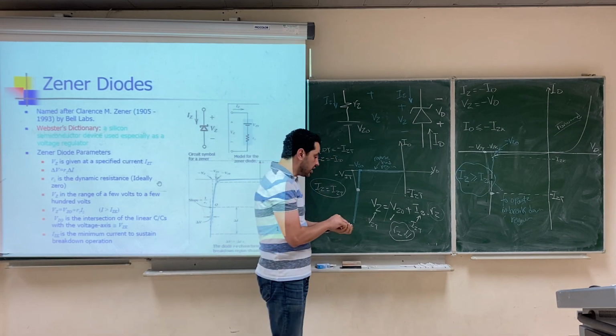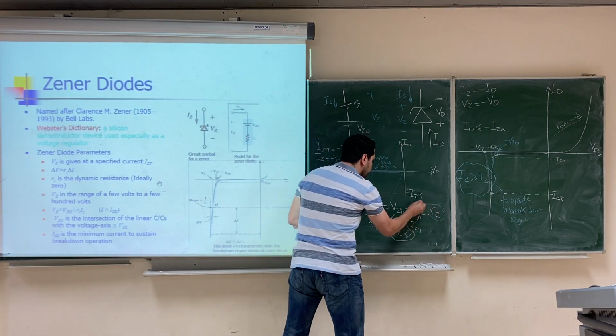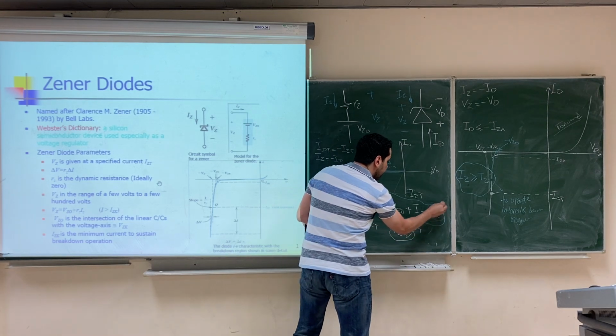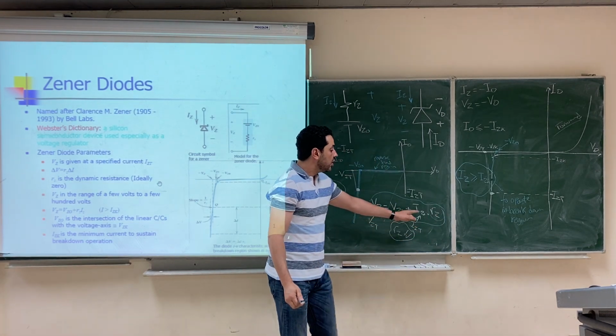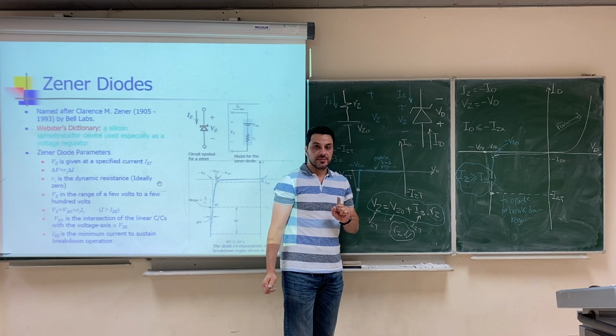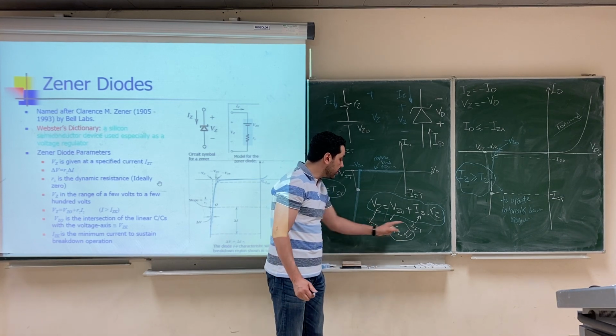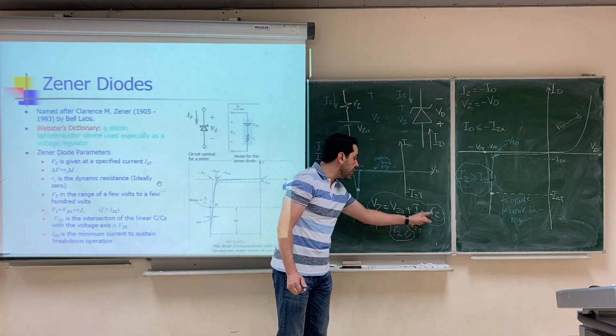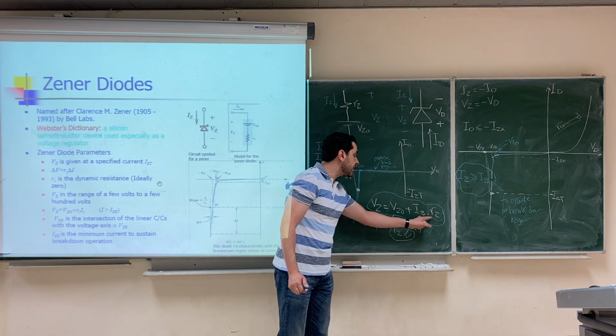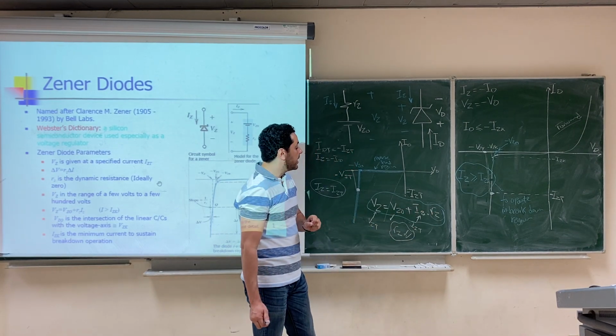So this equation is also very important. You will use it to calculate either VZO or RZ from the test point. So I give you the test point, I will give you one of these two parameters and you calculate the other. Okay?